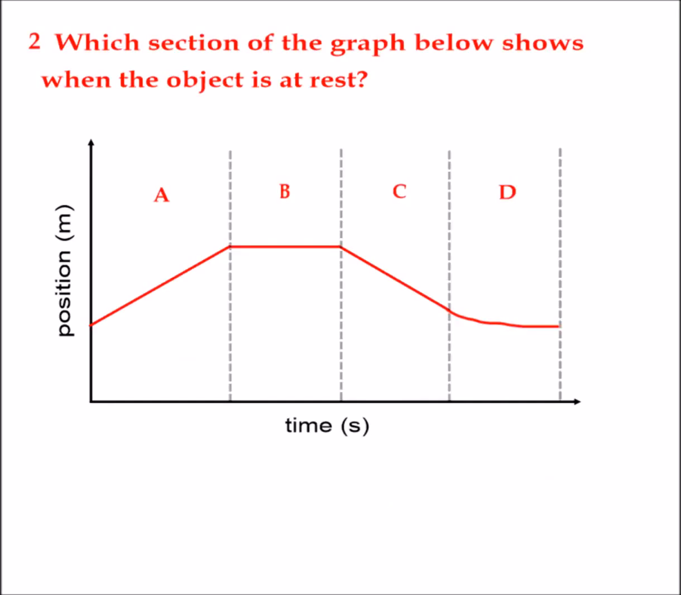So let's check your understanding of what position time graphs show of an object's motion. This question: which section of the graph below shows when the object is at rest? Hit pause on your video and think about it for a moment, and when you're ready, hit play again. The correct answer is letter B. In letter B, the object is in the exact same position over time, which means it's at rest.